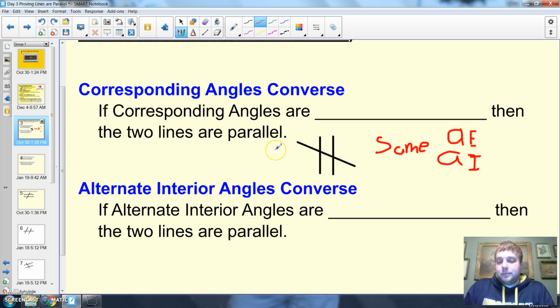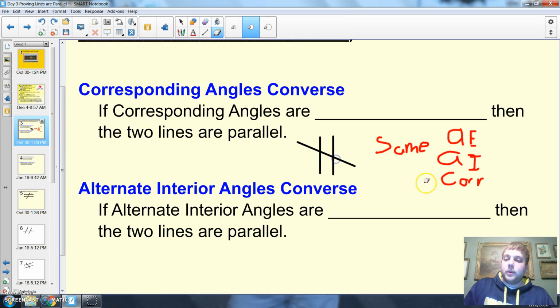And then we're going to get our, sorry, my vocabulary right now, it's been a long day. It starts with C-O-R-R, corresponding. There we go. These are corresponding angles, and I know that this is acute and that is acute, so corresponding angles are also going to be the same. So far we know that alternate exterior, alternate interior, and corresponding angles are the same.